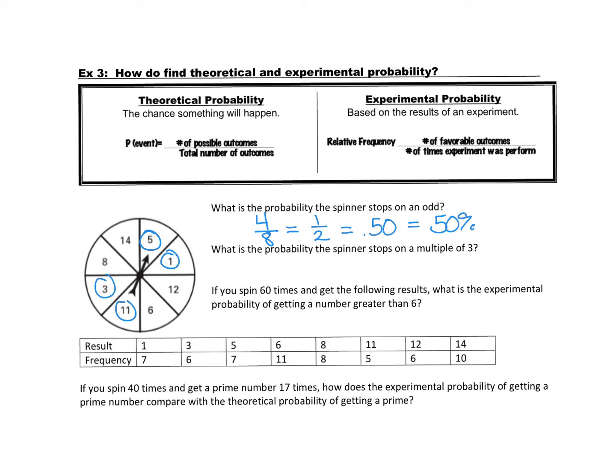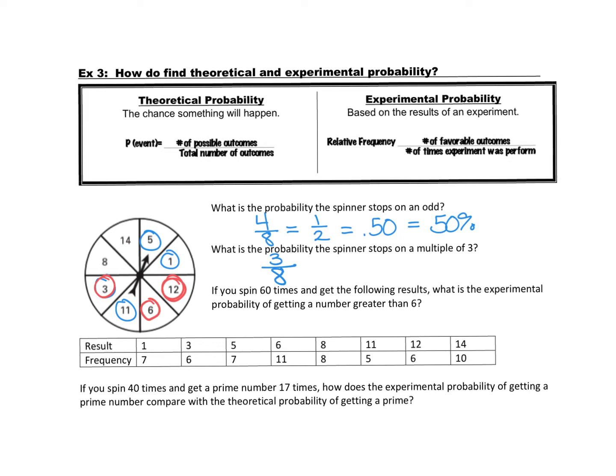So now, what is the probability that the spinner stops on a multiple of 3? So let's find the multiples of 3. Here's a multiple of 3, here's a multiple of 3, and here's a multiple of 3. And I think that's it. So we have 3 numbers on our spinner that are multiples of 3, and so our chance of it being a multiple of 3 would be 3 out of 8, the total number of outcomes. That is going to be the answer for that.